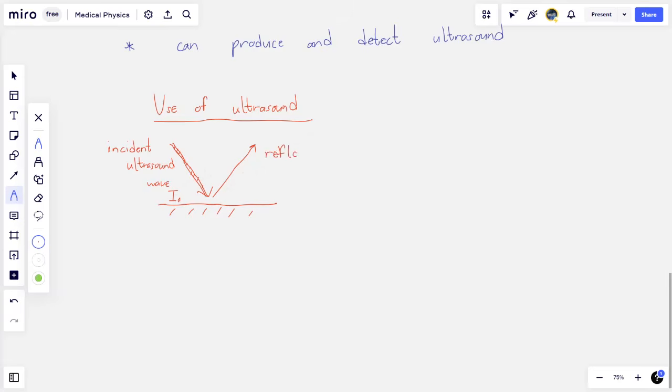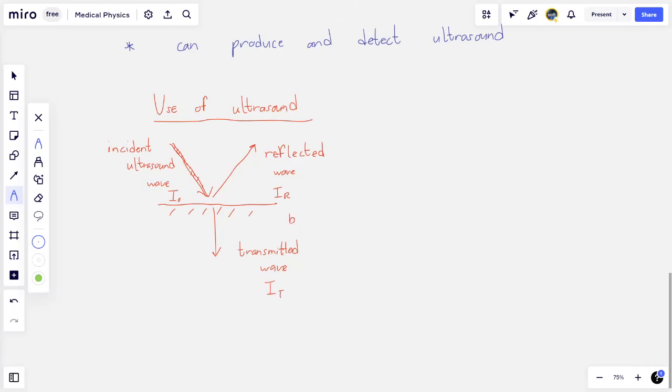But boundaries reflect waves. And so I have a reflected wave, and that intensity is different. It's IR. And the reason it's different is because some of the wave that's incident into the skin or into the boundary is transmitted. And so this transmitted ultrasound wave has an intensity IT, T for transmitted, R for reflected, I0, well, we just call it I0 because it's a peak.